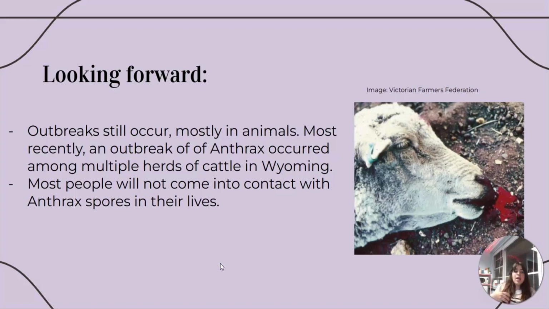Moving forward, outbreaks still occur, but mostly in animals, and most recently, an outbreak of anthrax occurred among some herds of cattle in Wyoming back in September of this year. However, it's pretty easy to control, just moving the animals away from the anthrax-infected site, and moving the infected animals away, and not eating them, or touching them, or getting near them. Most people will not come into contact with anthrax spores in their lives at all, so it's really not a big threat in anyone's daily lives, at least here in the United States and in most developed countries.